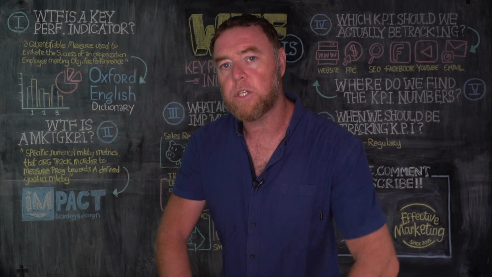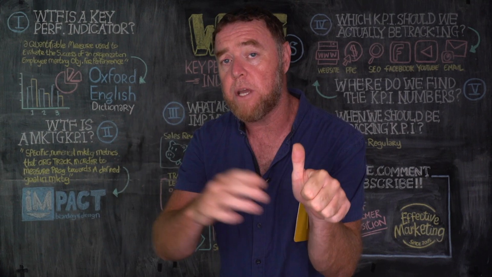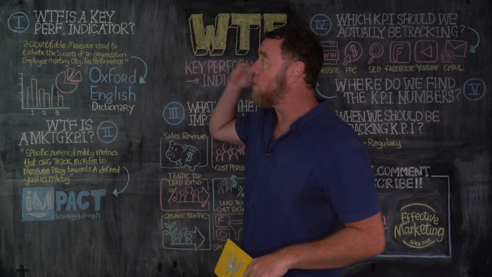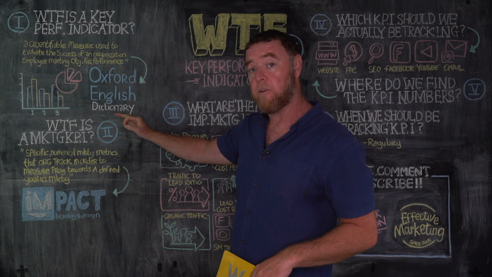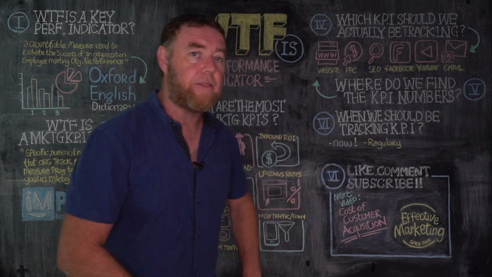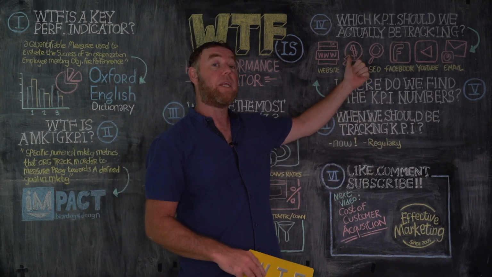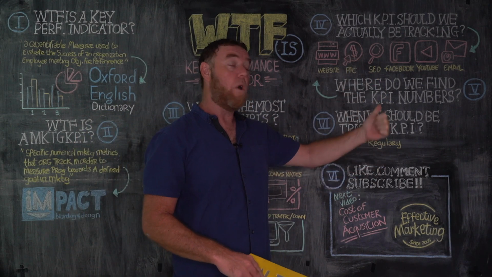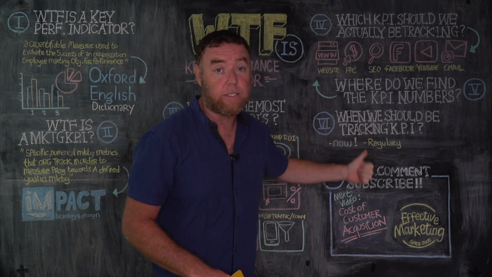So in answering the question, what is a key performance indicator, there are 6 things we'll be sharing with you. We are going to the Oxford English Dictionary for a definition. We're going to give you a more marketing-focused definition. We're going to think about the most important key performance indicators. We're going to think about the key performance indicators that you should be tracking, where you get those numbers, and when you should be tracking your key performance indicators. Let's go, Ricky.